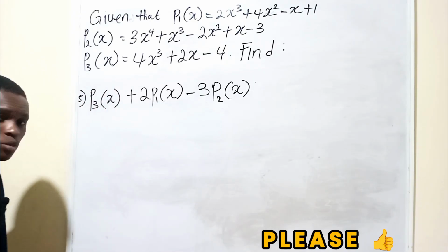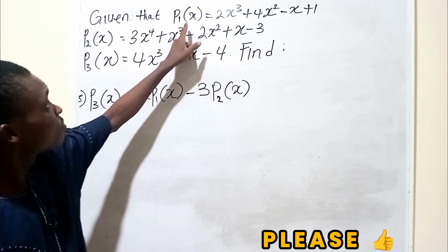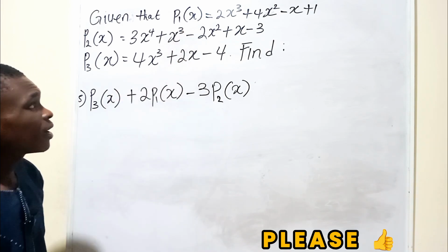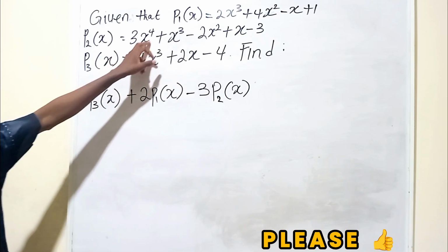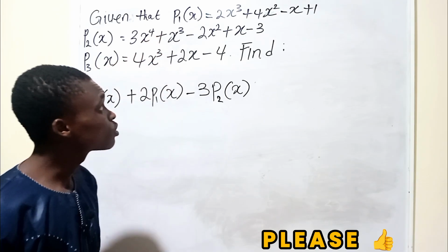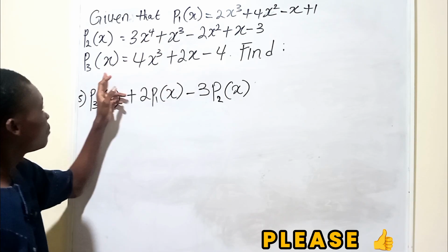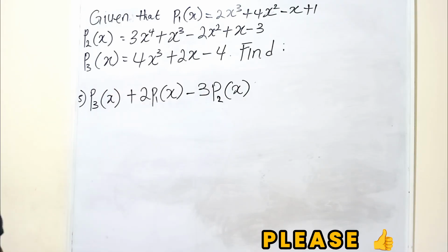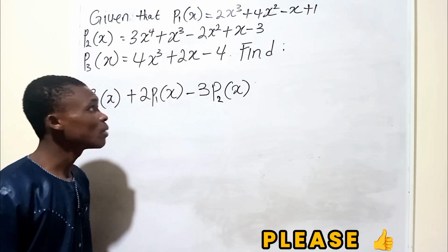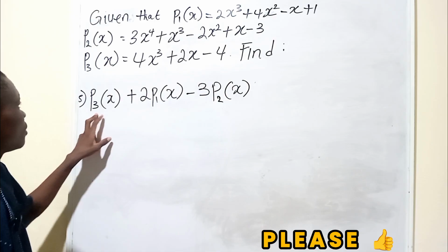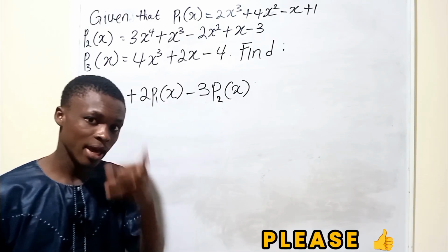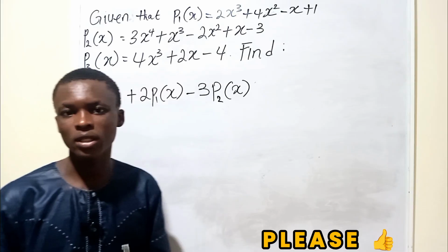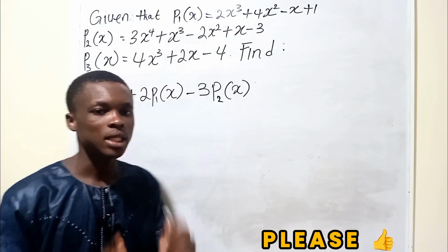All right, so to solve this problem, we are given p1 of x equals 2x cubed plus 4x squared minus x plus 1. Then p2 of x equals 3x to the power 4 plus x cubed minus 2x squared plus x minus 3. Then p3 of x equals 4x cubed plus 2x minus 4. So we are asked to find the value of p3 of x plus 2 p1 of x minus 3 p2 of x.